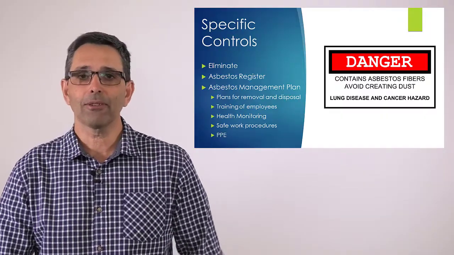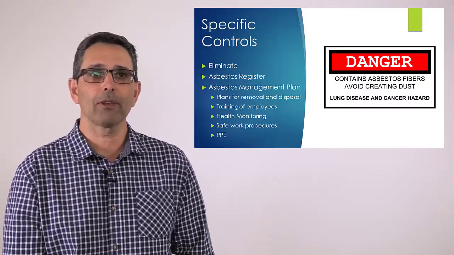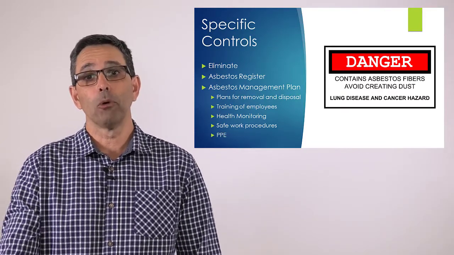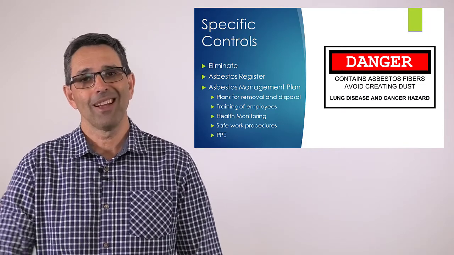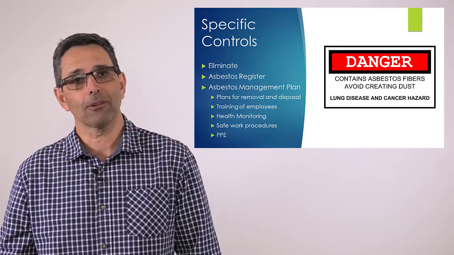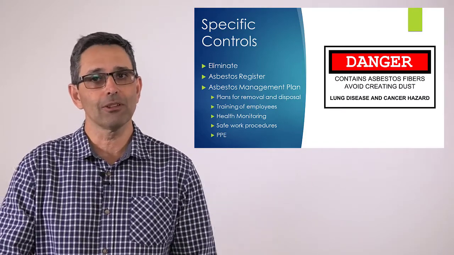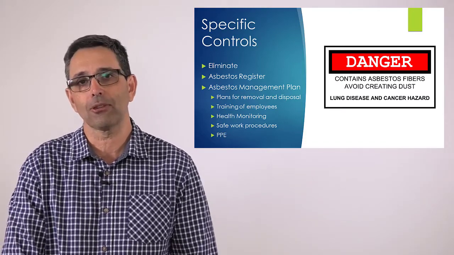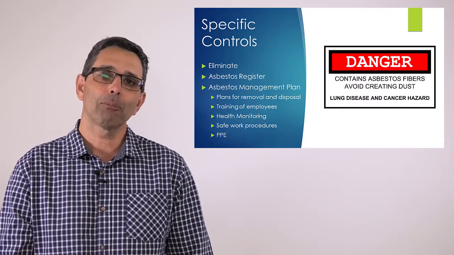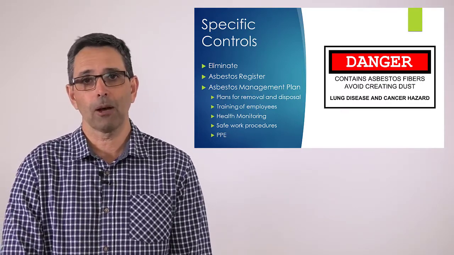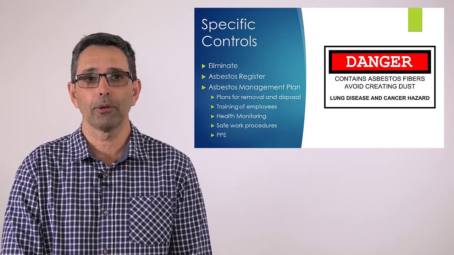Okay, so we've done our risk assessments, we know where our asbestos is. We've talked about the option of eliminating or removing that asbestos from the workplace. The next thing that we do if we still have asbestos there is we must create an asbestos register. This is a list of all the places where asbestos is in the building, and this must be able to be produced and shown to, for example, tradespeople who come in and potentially do work on the building.